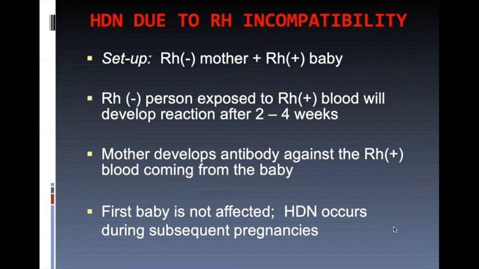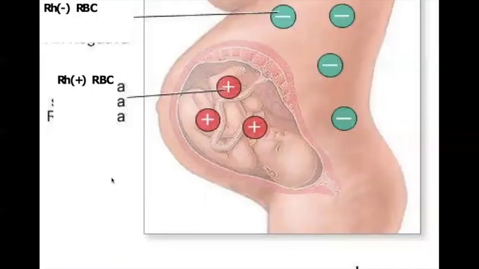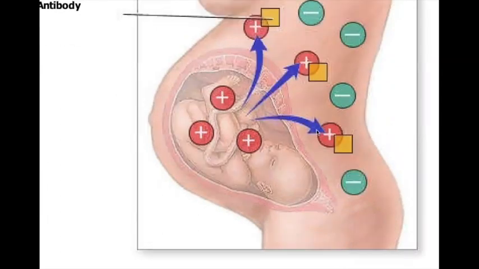Now, HDN due to RH incompatibility. The setup is RH negative mother and RH positive baby. An RH negative person exposed to RH positive blood will develop a reaction after 2 to 4 weeks. So the mother develops antibody against the RH positive blood coming from the baby, and the first baby is not affected. HDN occurs during subsequent pregnancies. So this is an example of HDN occurrences. As you can see here, this is negative, then the baby is positive.